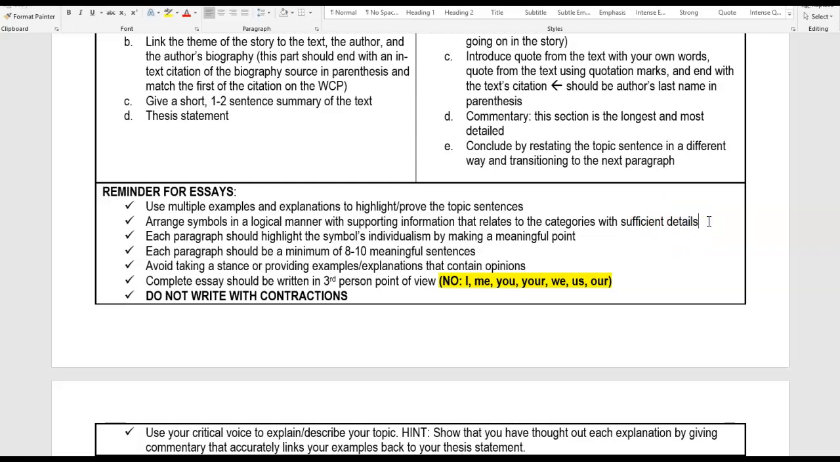This means that the symbols that you present, or the symbol and the examples that you present, should go in chronological order as they happen in the text. Each paragraph should highlight the symbol's individualism by making a meaningful point. Each paragraph, even the introduction and conclusion, should be a minimum of 8 to 10 sentences.